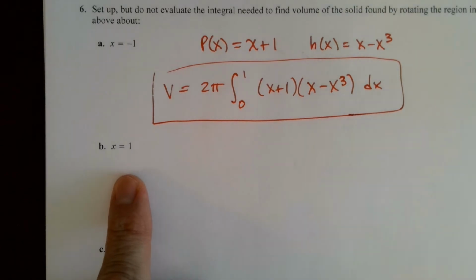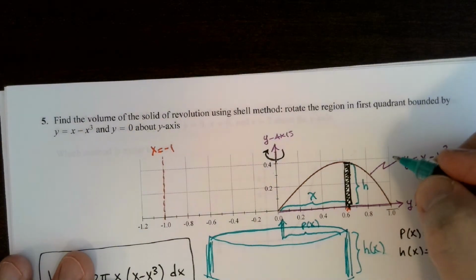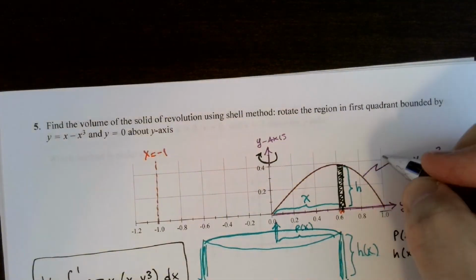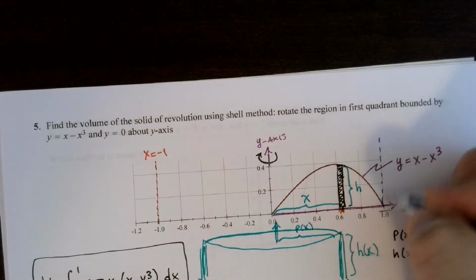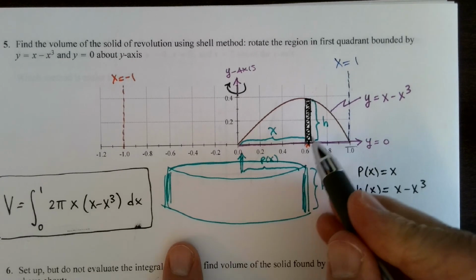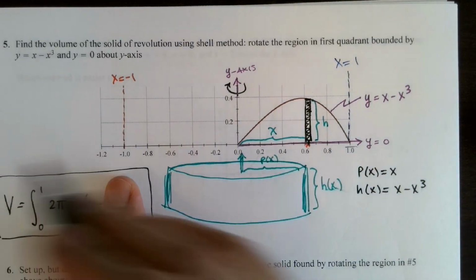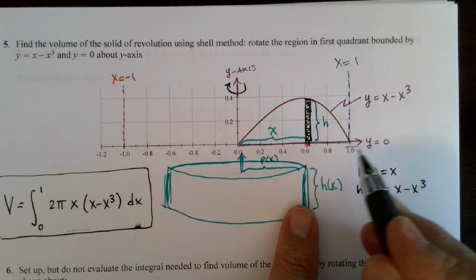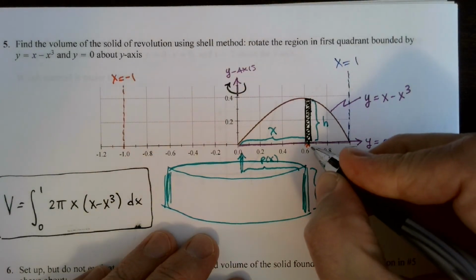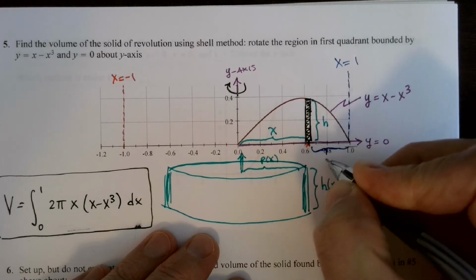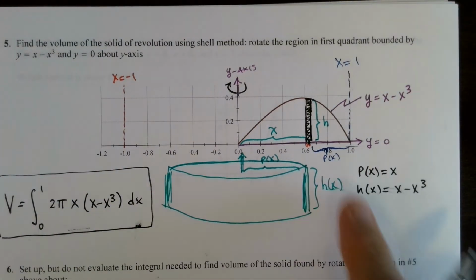What about x equals 1? What if we rotate about x equals 1? Well, let's see. Here's x equals 1, I'll do this in blue. Now we're going to rotate this rectangle, instead of about the y-axis or about x equals negative 1 way over here, about here. So it's going to go this way, and we're going to get a thin cylindrical shell this way. Notice in this case, from here to here, that's our p of x.